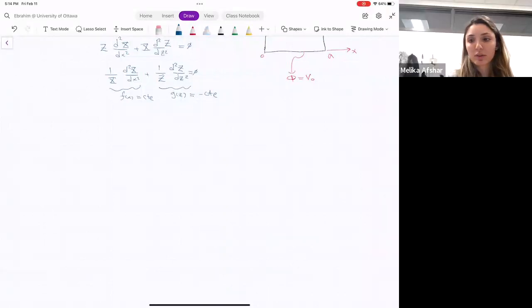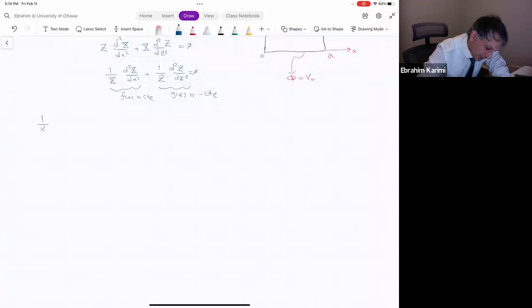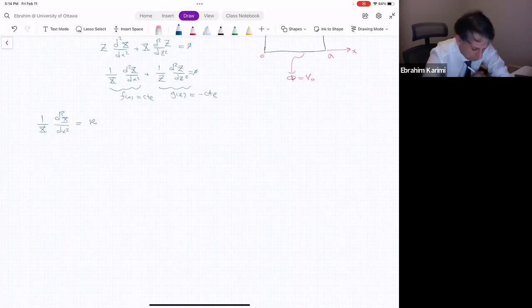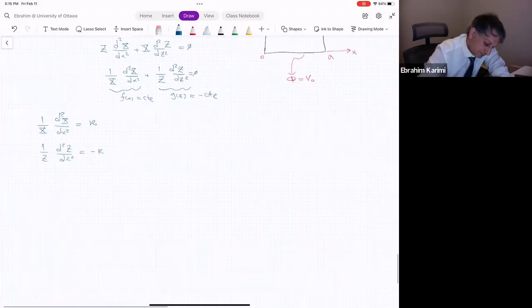Sure. So then it means that 1 divided by X, d2 of X over dx squared, is a constant, which I call, I don't know, kappa. And we will discuss what kappa should be, positive or negative, depending on the physics that you are expecting. And the other one is 1 divided by Z, d2 of Z divided by dz squared, equal to minus kappa.